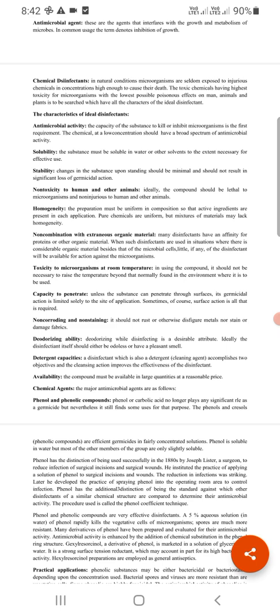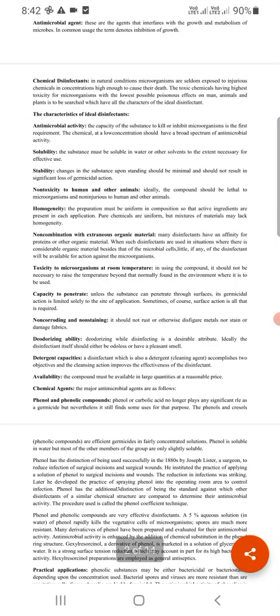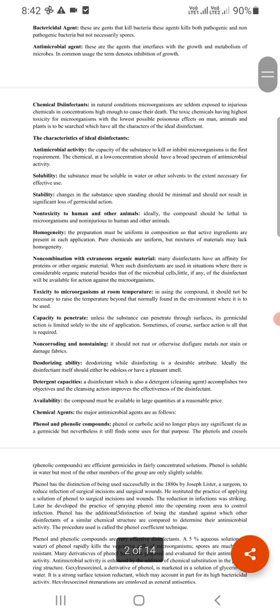the chemical. A chemical that is used for disinfection purposes should have the capacity to kill or inhibit the growth of microorganisms. This is the first requirement, and it is the basic requirement of a chemical disinfectant. And the chemical disinfectant should be used in low concentration, the lowest possible concentration, and should have a broad spectrum of antimicrobial activity.